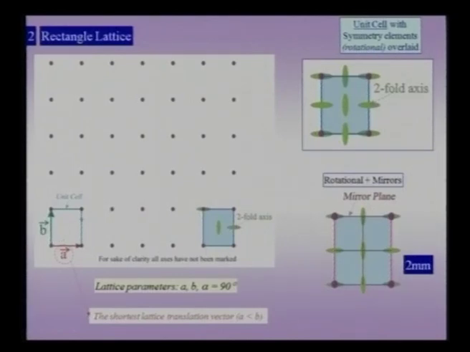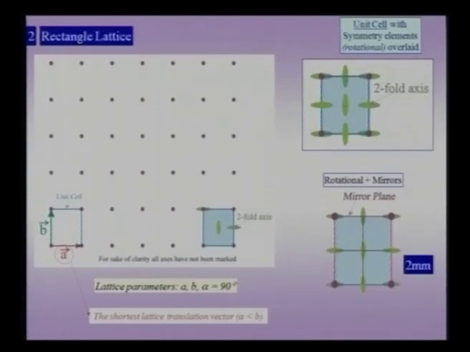or the lattice translation vector which can connect these lengths. But the shortest lattice translation vector will continue to remain A, as modulus of A is less than the modulus of B. On the figure on the right hand side, I have shown on a unit cell of this rectangular lattice all the two-fold axes overlaid. As you can see here, there are various two-fold operators, and apart from the lattice points, they are also present at the centers of the edges and also at the center of the entire unit cell.